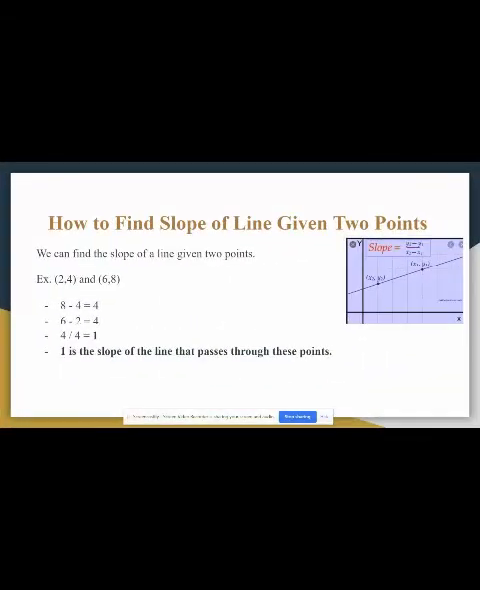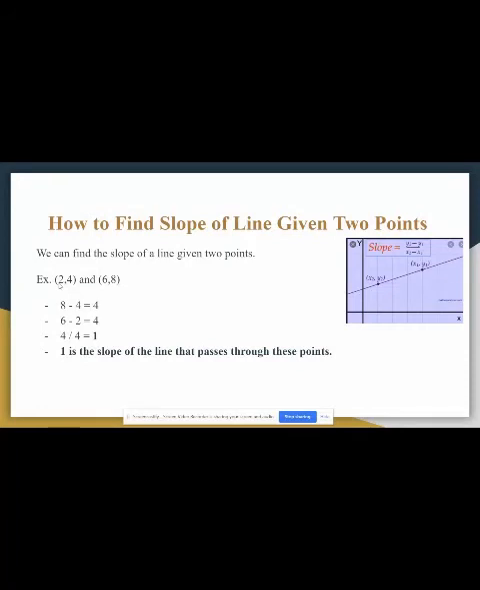Let's figure out how to find the slope of the line, given 2 points. Here's the formula. Slope is equal to the change in the y-axis, the y point, over the change in the x of the 2 points. This will make more sense after we do an example.